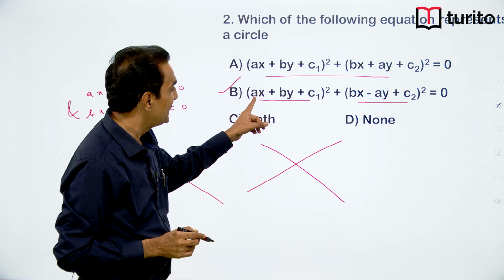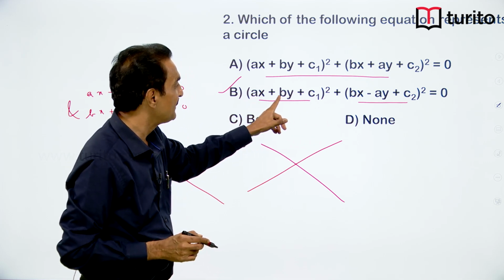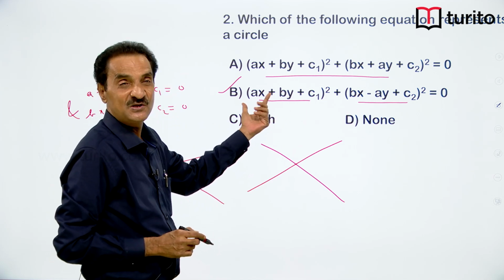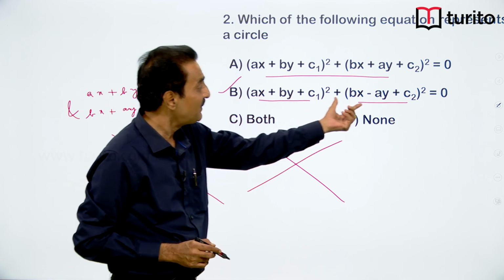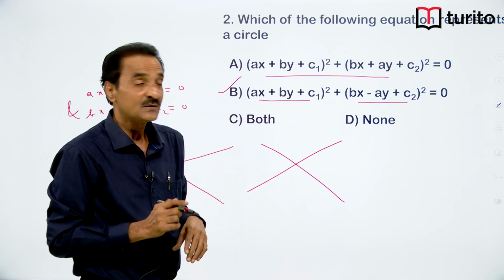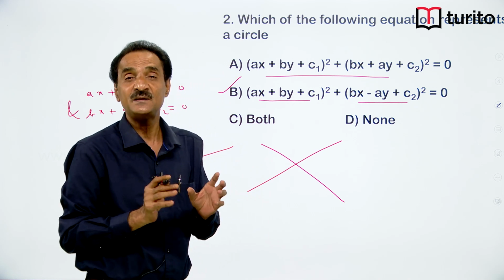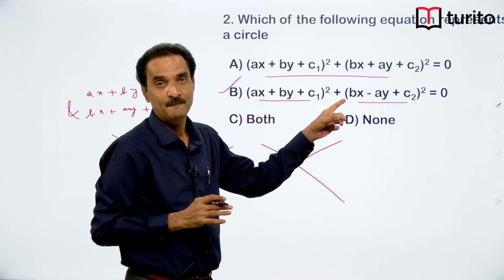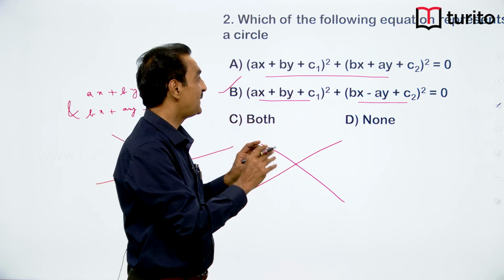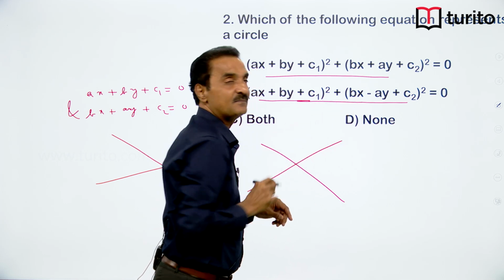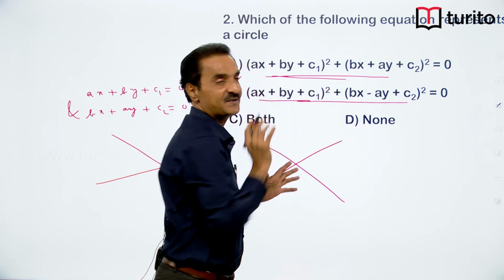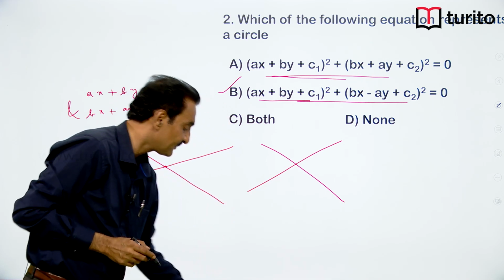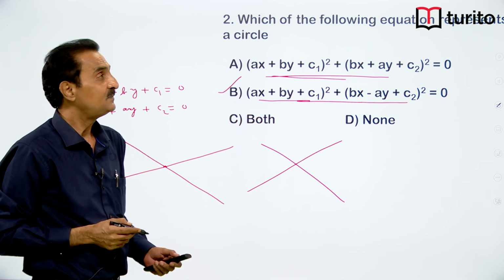Here coefficient of x square is a square plus b square, coefficient of y square is a square plus b square, and coefficient of xy will be 0. Here you will get 2abxy, here minus 2abxy, they will cancel. So, since the second equation is satisfying the conditions of a circle, this can be called a point circle, but both are points. So, finally, this is a point circle, this is only a point. Okay. So, answer is B. Let us move on to the next question.